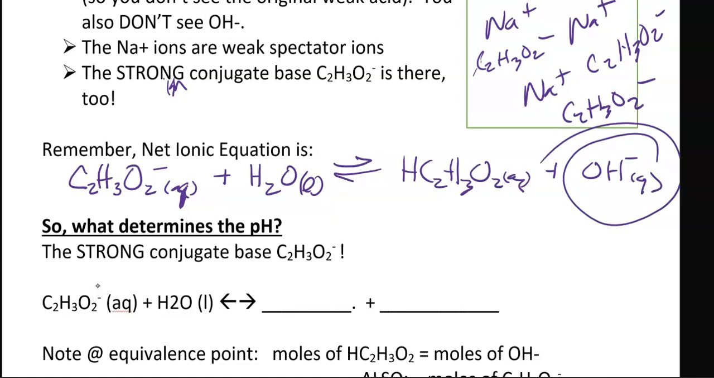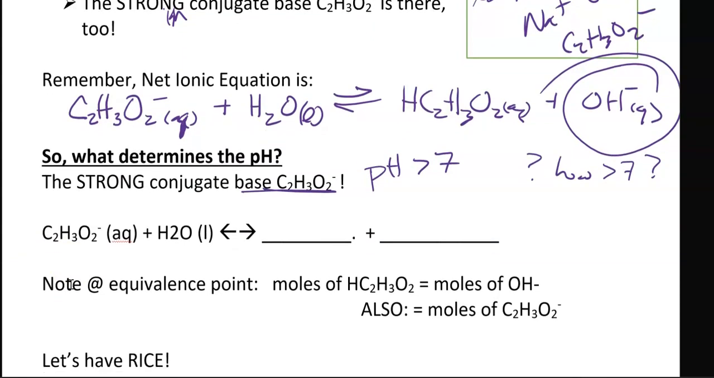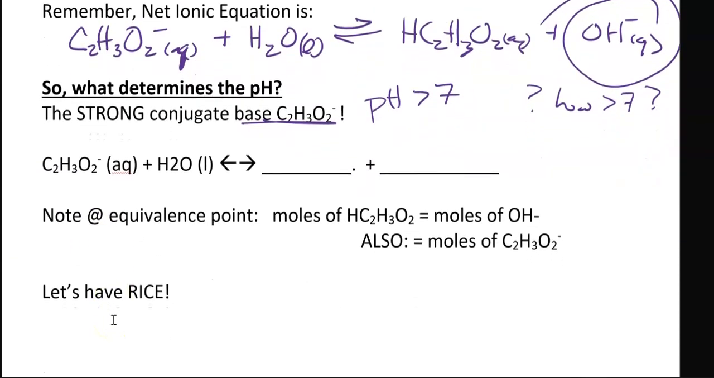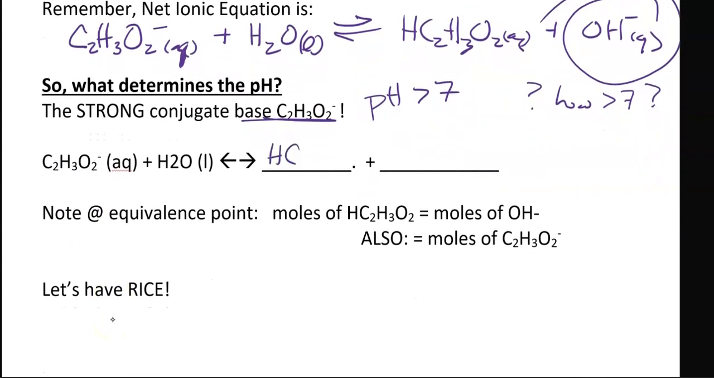So what do you think that's going to do to my pH? Well, I've got a strong-ish conjugate base, and that's going to cause my pH to be greater than 7. But the question is, how much greater than 7? That's what we're going to figure out right now. So we're going to make a rice table. Keep in mind that our reaction is conjugate base plus water making the original weak acid plus hydroxide ion.